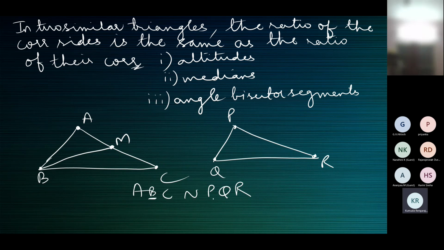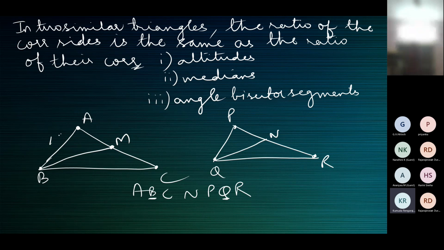Angle B corresponds to angle Q. So you must take the median from Q in the other triangle. Let QN be the median from the corresponding angle Q to the side PR. Now these two triangles are similar. It is given.